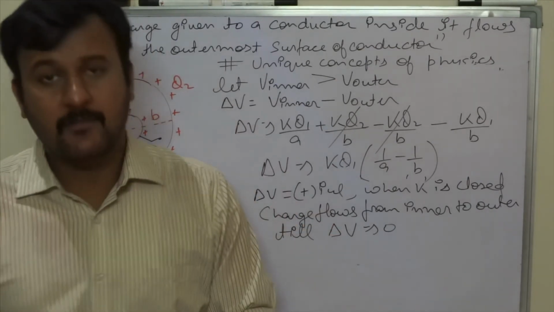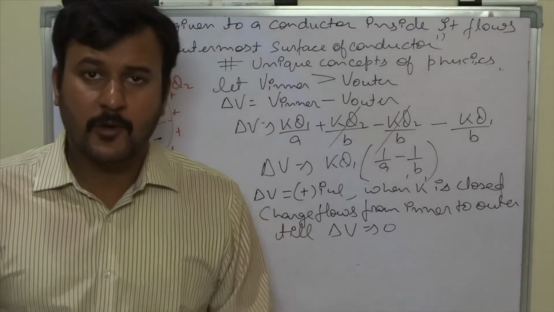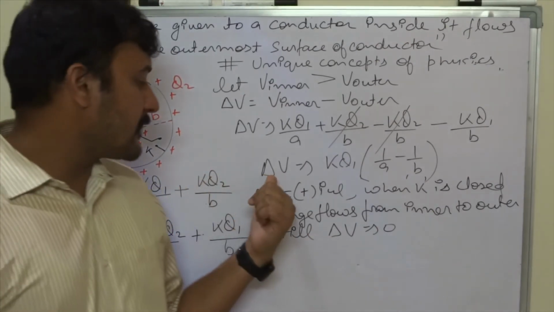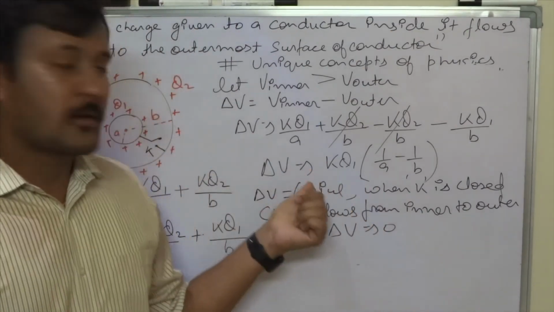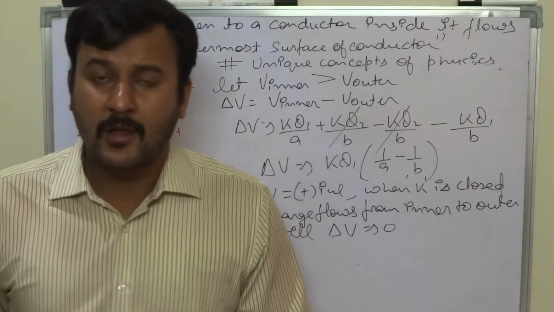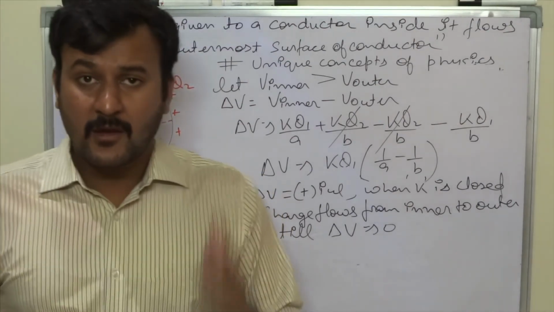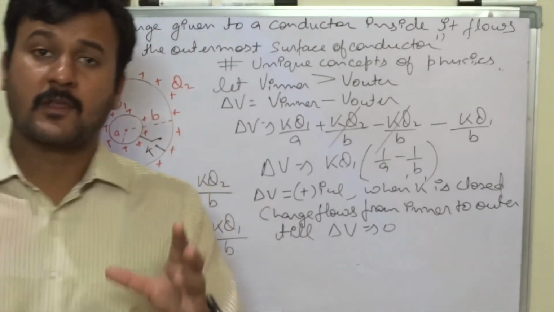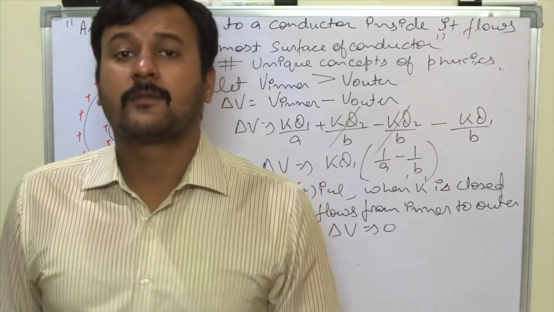I am repeating myself that there are two things. Charge always flows from higher potential to lower potential. This is the first thing. And the other thing is that the potential difference between these two spheres is dependent on the charge on the inner sphere. So till the charge on the inner sphere becomes 0, or till the complete charge on the inner sphere comes on the outer sphere, the charge will keep on flowing.